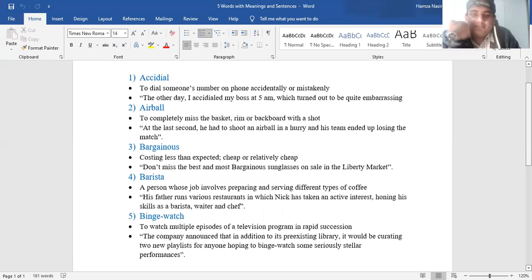Therefore, accidial, airball, bargainous, barista, as well as binge watch, these are our 5 words for today. All right. So that pretty much sums up the session, fellas. We first of all went to the teaching material. Along with that, we did a sample extract. We found out the answers for identifying information, also known as articles and claims. And then obviously we did the words, idioms, and the spelling.